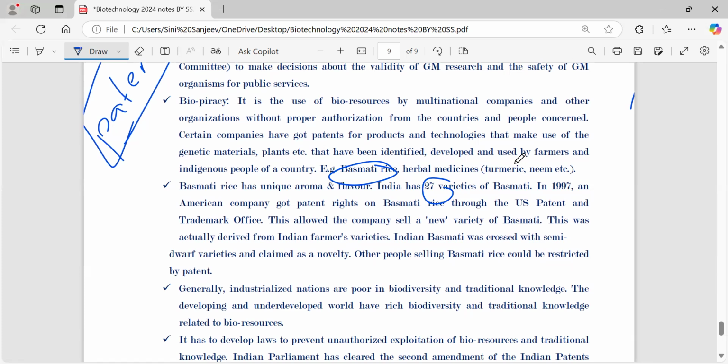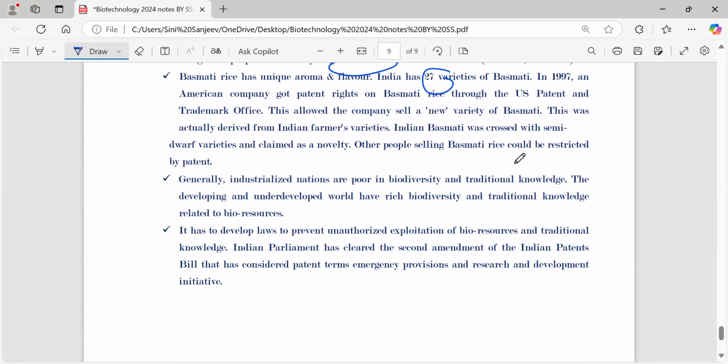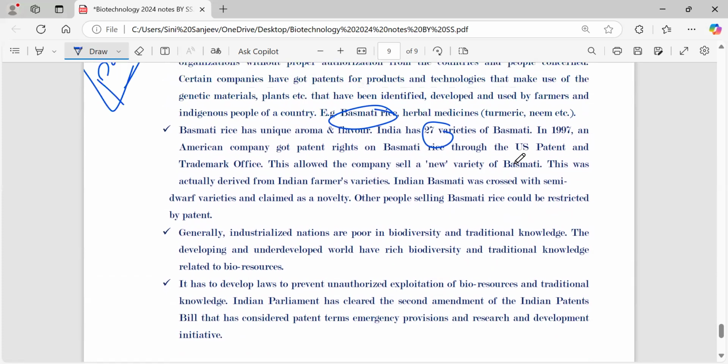So this is how patent is very important if you are developing any new variety or any new product, right? So these are all the ethical issues which we can face.